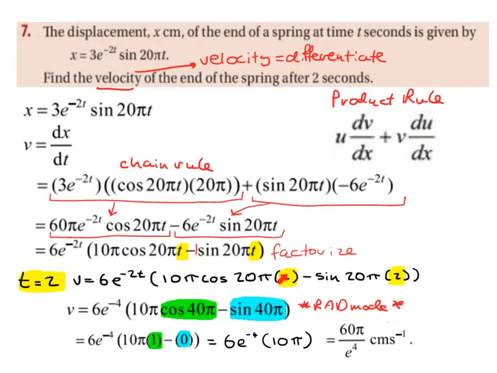and 20 times 2 is 40. So that's how we end up with 10 pi cos 40 pi. And 20 times 2 again is 40. So that's how we end up with minus sine 40 pi. Now make sure that your calculators are in rad mode, which means radians, for the next part. So cos 40 pi will give you 1, and sine 40 pi will be 0.